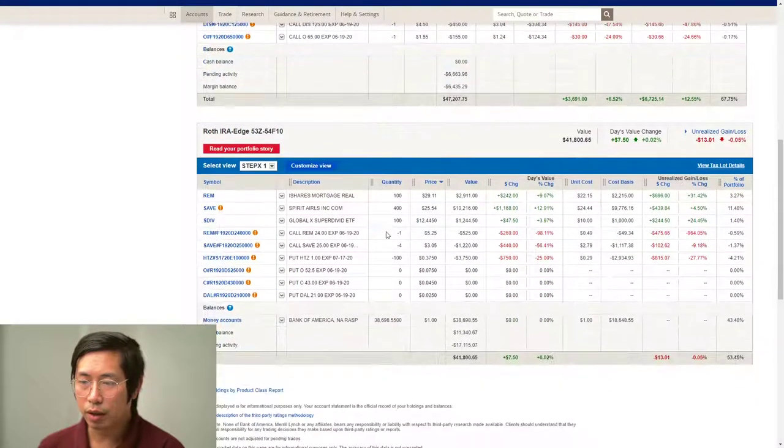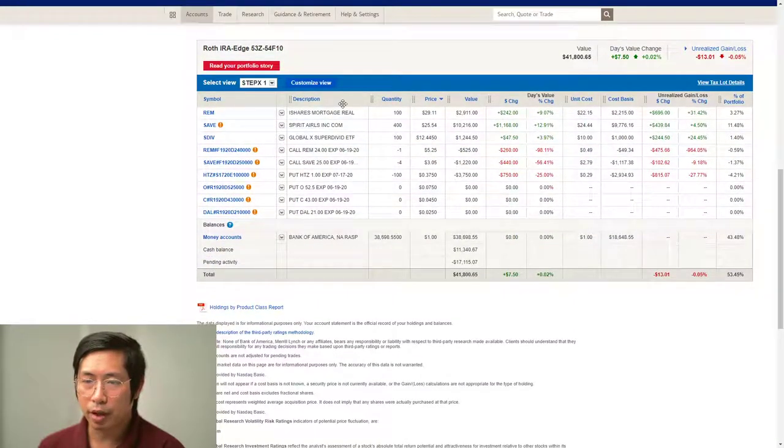So let's go down to my Roth IRA. So here's my Roth IRA. Here's my holdings in here. So I have 100 shares of REM, 400 shares of Spirit Airlines, and 100 shares of SDIV. And they're all up today. They're all up in general. They're just doing really good. REM especially, up 31%.